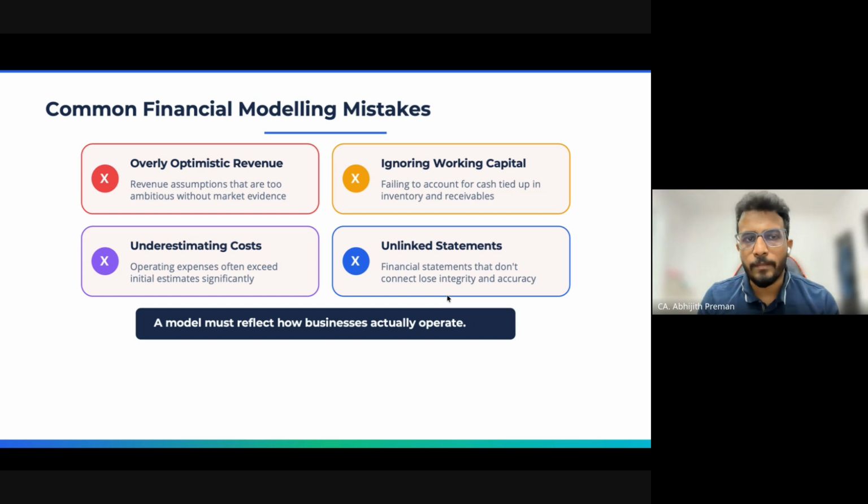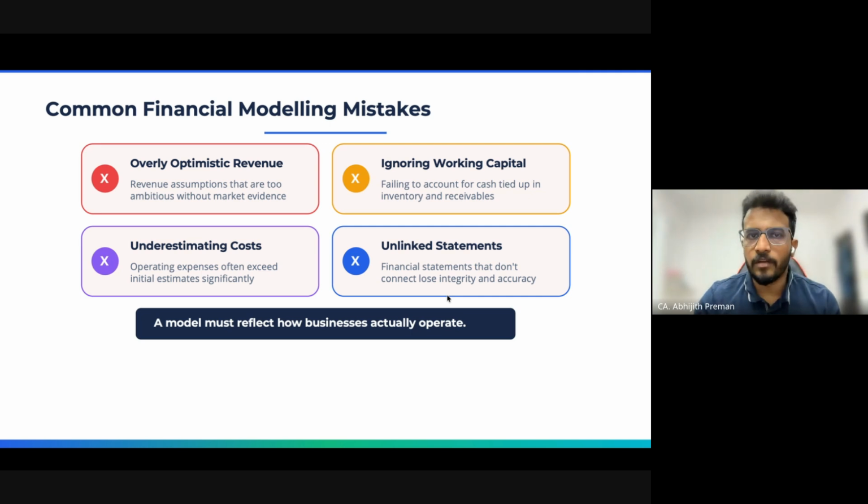Revenue assumptions that are too ambitious without market evidence. For example, you are operating in a very niche segment and you have very limited customers. And you are saying that the number of customers that I'm going to have is 1 lakh. But the actual customers you will get in your entire lifetime is say 5,000 only. So if you do it in that manner, you are going to be very optimistic, and that's not going to happen. So all your plans would be vague.